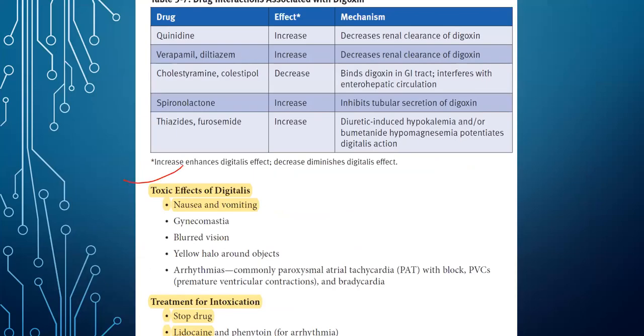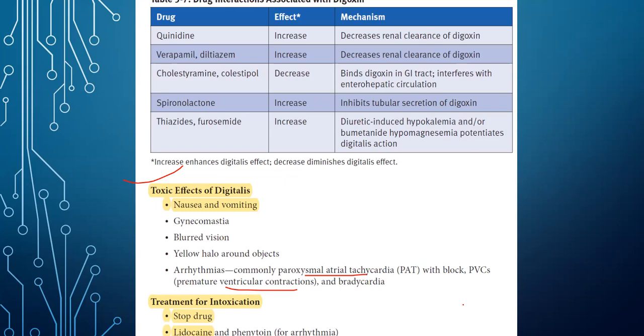What are the toxic effects of digitalis or digoxin? The commonest side effect is nausea and vomiting. Some other features could be that the patient can have blurry vision, yellow halo around objects, and almost any kind of arrhythmia can be due to digoxin. But the commonest ones are paroxysmal atrial tachycardia and premature ventricular complex. So PVC and PAT, these are the common arrhythmias caused by digoxin.